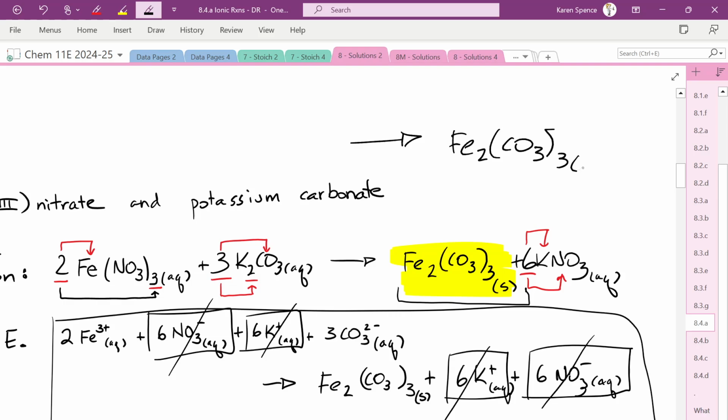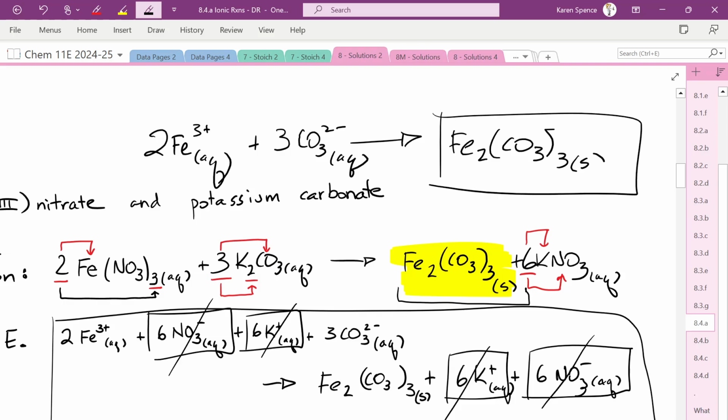So my product is going to be Fe2(CO3)3. Who do I need to make that? I need only 2 Fe's and 3 CO3s. And thereby I have now skipped all of the complete ionic, identify the spectators, and so on. I just said, who is my solid? Who do I need to make that? And that's my net ionic. Yes? And that saves you some stuff, unless you're, of course, asked to write the complete ionic, in which case you got to do it, right? So there you are. Alrighty.